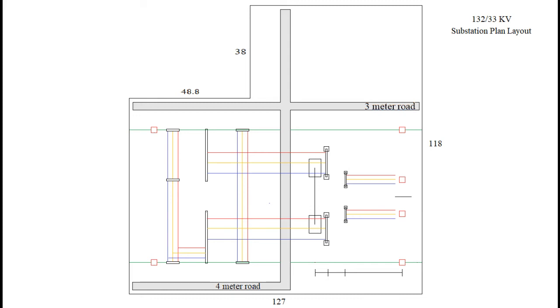The substation layout that we see on screen is a 132 kV by 33 kV step-down substation. Note the area required for the substation. It is 118 by 128 meters. This calculates to 14,986 square meters.